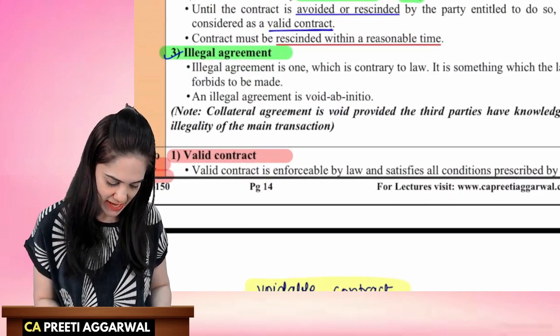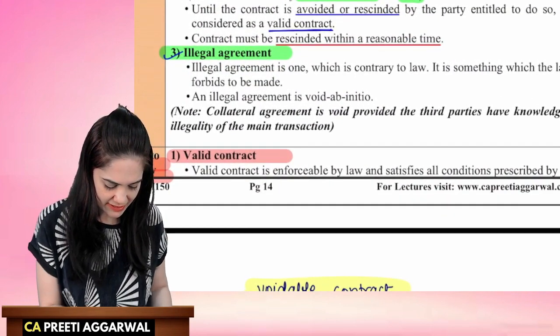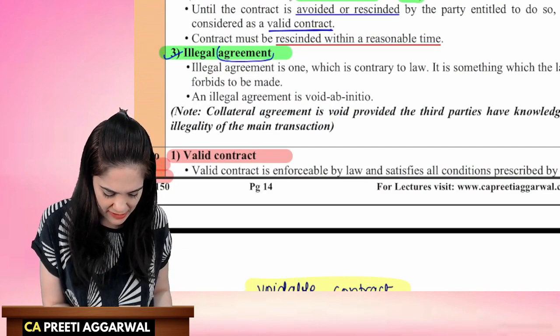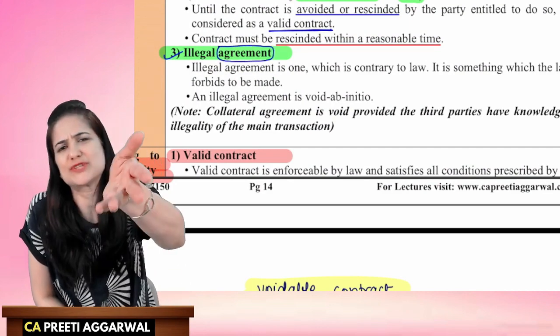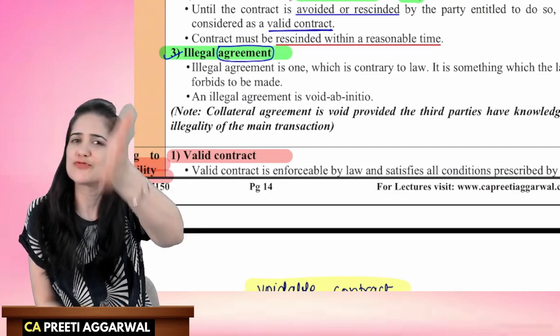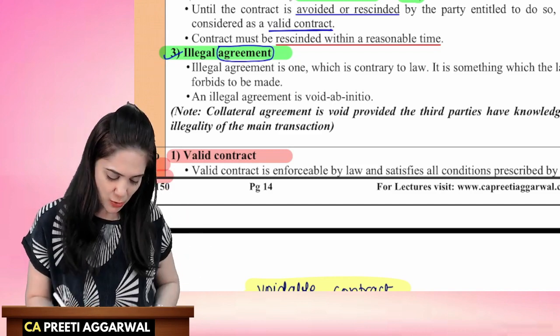Illegal agreement. Yes, now let us discuss illegal agreement. The word they have used is agreement. They have not used the word contract because this is void right from the beginning. It is void ab initio. So what is an illegal agreement?